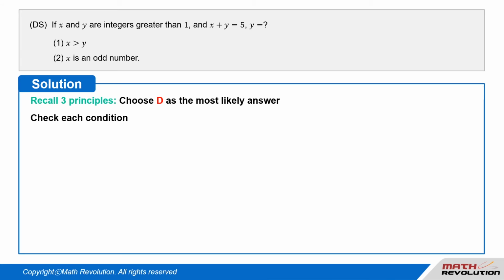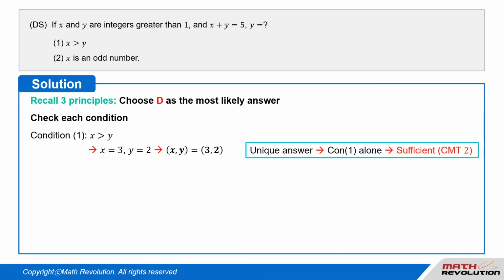Let's take a look at each condition. Condition 1 tells us that x is greater than y. As x is greater than y, the possible values of x and y are 3 and 2 respectively. That is, (x, y) equals (3, 2). The answer is unique, so the condition is sufficient by CMT2, which states that the number of answers must be 1.